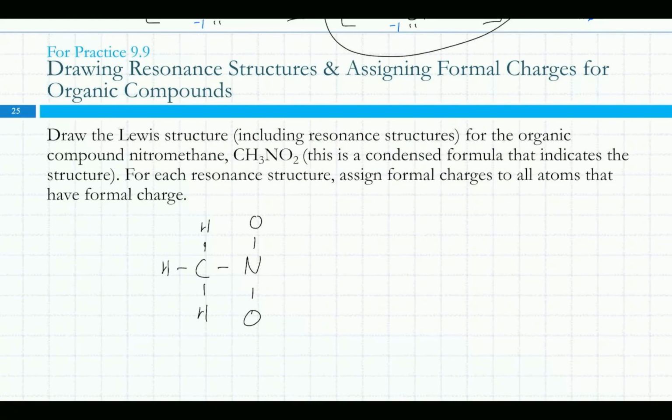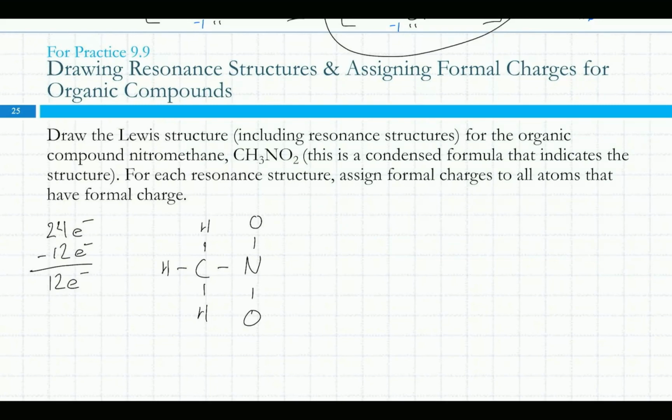And so we need to count up the number of valence electrons. So that should be 24. Minus 1, 2, 3, 4, 5, 6 bonds worth of electrons. So that's minus 12, leaving 12 electrons left over.